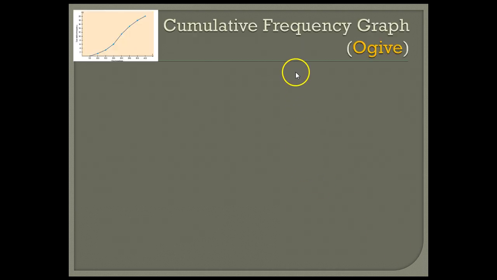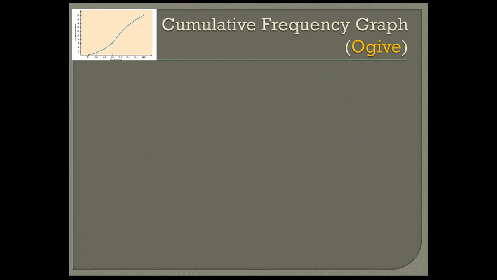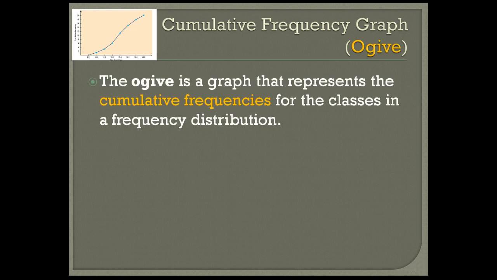The last graph is your cumulative frequency graph, also known as your ogive. If you want to describe the number of data entries that are equal to or below a certain value, then you can easily do so by constructing the ogive. This graph uses the cumulative frequencies that were found in your frequency distribution.